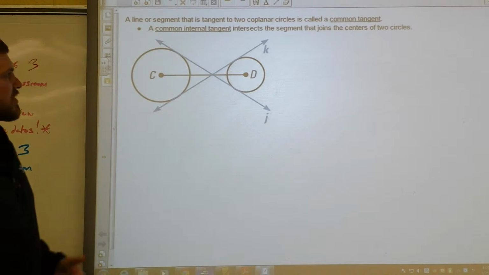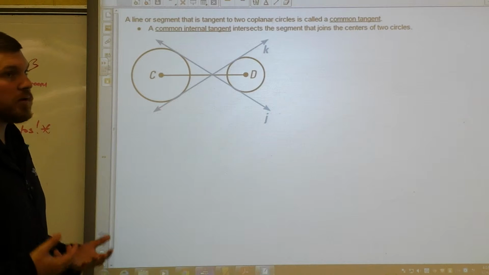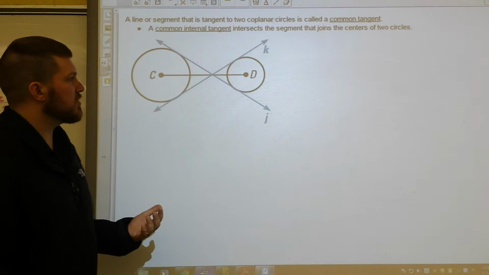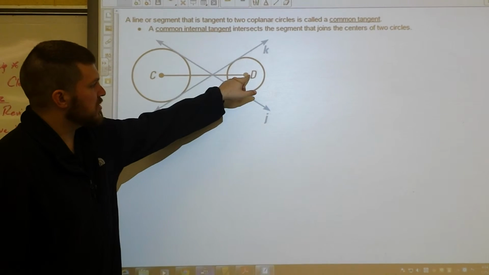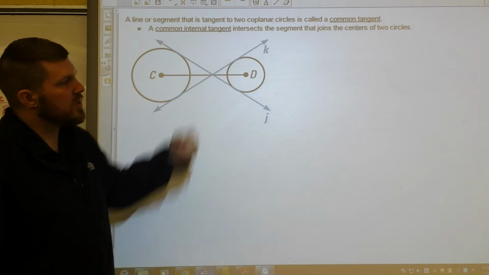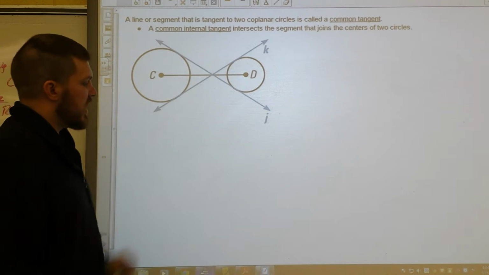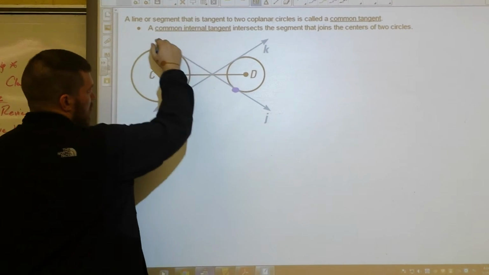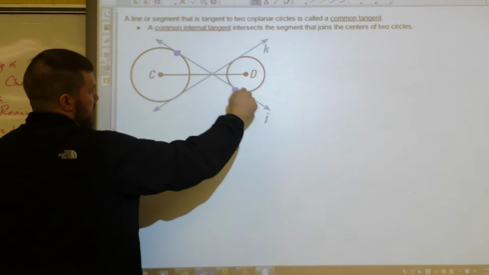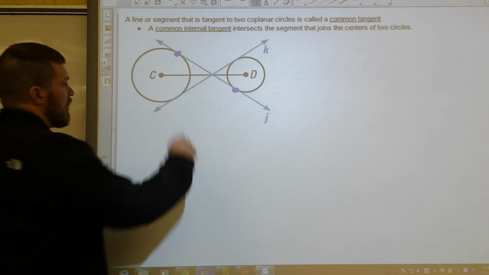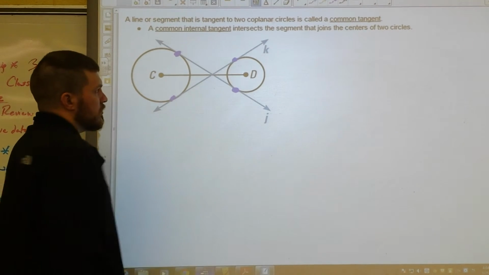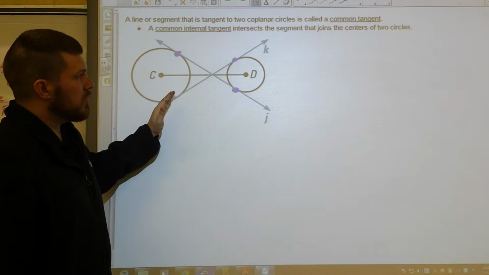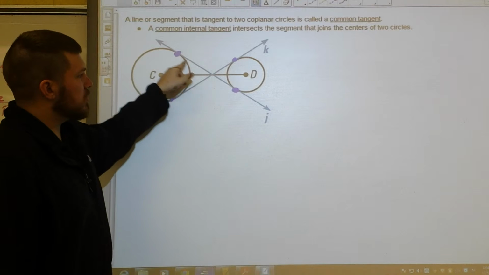A line or segment that is tangent to 2 coplanar circles is called a common tangent, and a common internal tangent intersects a segment that joins the centers of 2 circles. So here is a segment that joins the centers of these 2 circles, circle C and circle D. These 2 lines are both tangent to the circles because they touch each circle only once. For instance, this line J touches each circle only once. Line K touches each circle only once. So both of these lines are tangents to the circle, and they're common internal tangents.